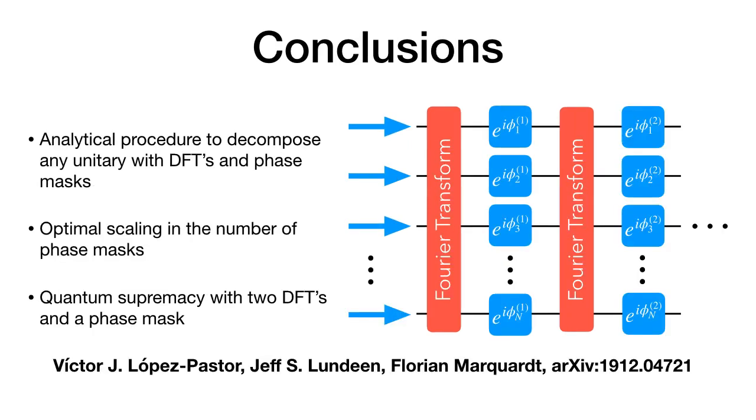So to conclude, we show how to decompose any unitary transformation with discrete Fourier transforms and phase masks. We also show that the scaling in the number of phase masks is optimal. Finally, we proved that one can show quantum supremacy with just 2 discrete Fourier transforms and 1 phase mask.